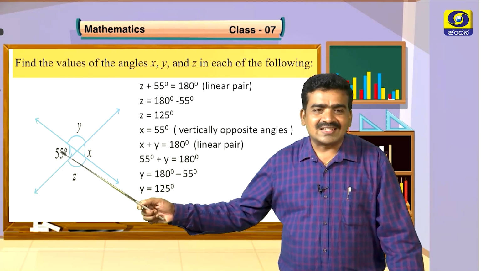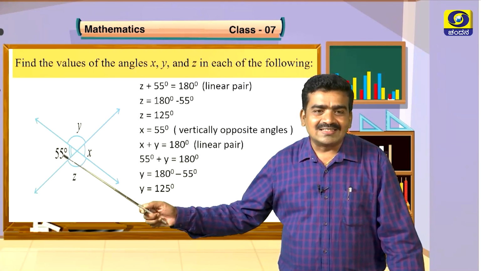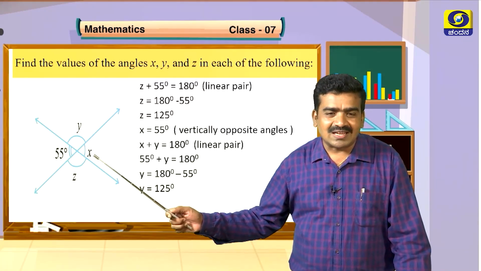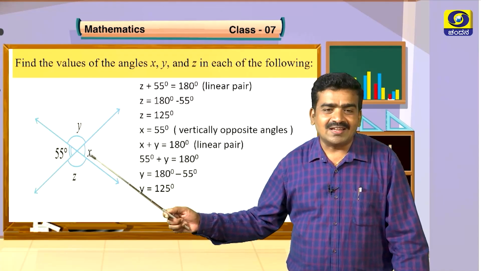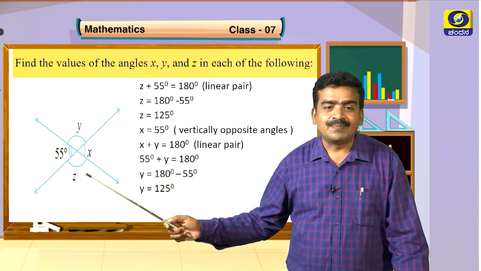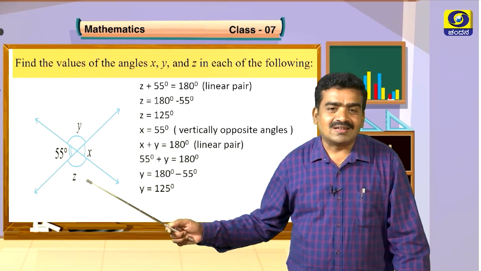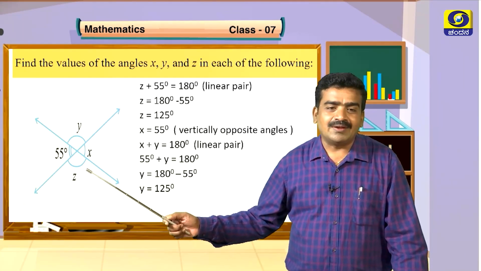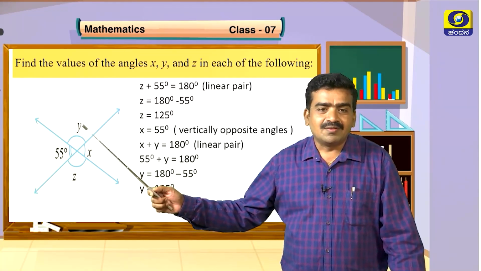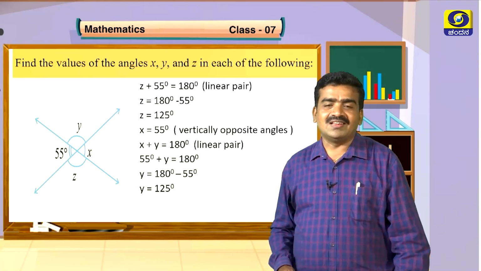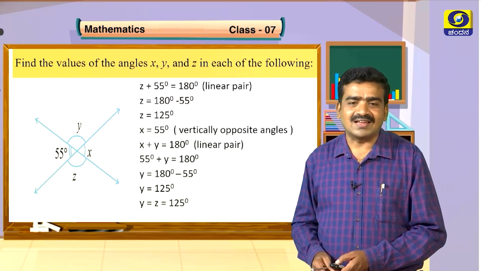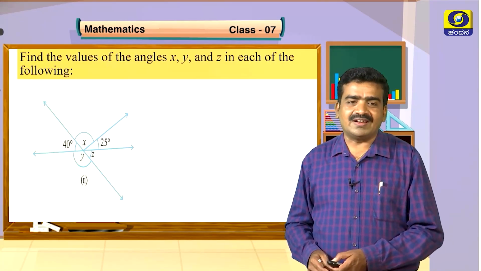Therefore, in this case, the one angle given is 55 degrees. Just opposite to this, there is a vertically opposite angle which measures 55 degrees, and we have got angle z by considering the linear pair. We have got the value of z as 125 degrees. So, therefore, what about y? It is also 125 degrees because these two are vertically opposite angles. Yes, angle y is equal to angle z is equal to 125 degrees.